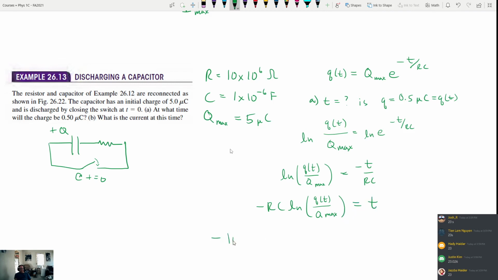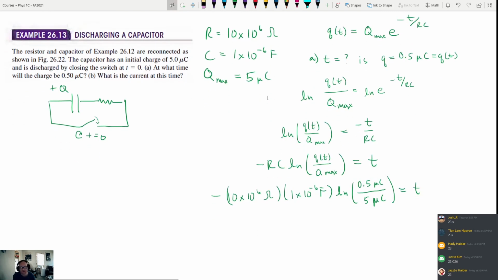Plugging everything in, it's negative 10 times 10 to the 6th ohms times C, which is 1 times 10 to the negative 6 farads, times the natural log of, we want Q of t to be 0.5 microcoulombs, and we know that Q max was 5 microcoulombs. That's equal to t. We can simplify this down and make it easier to do in the calculator. This is going to be negative 10 seconds multiplied by the natural log of 1 over 10, is equal to t. So what's that?